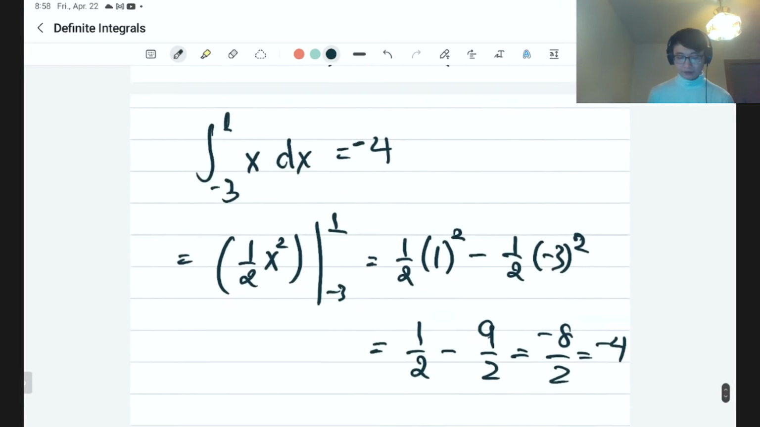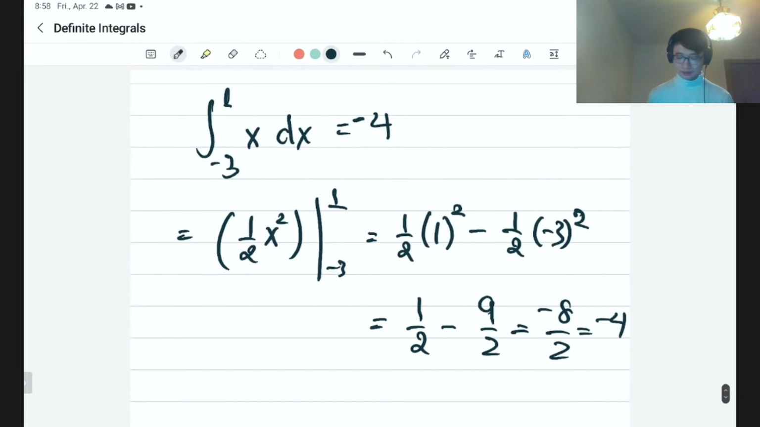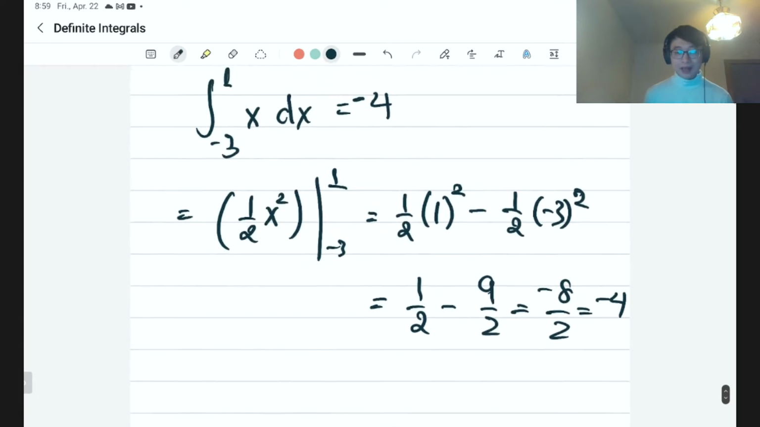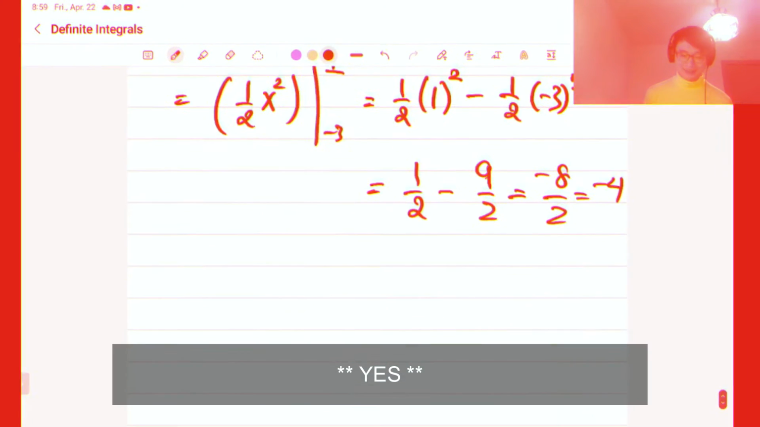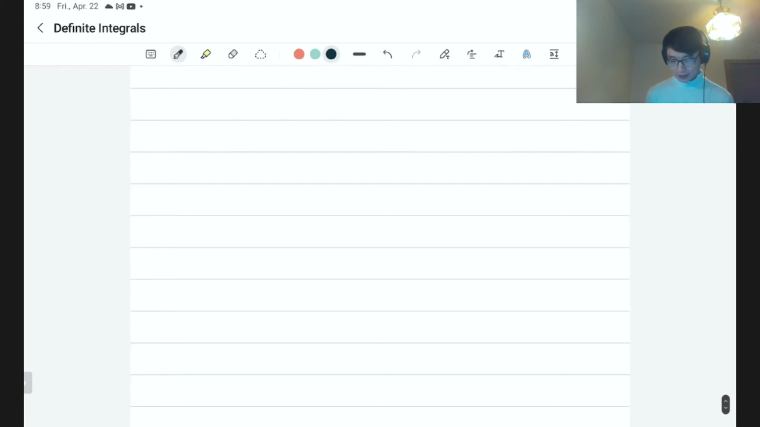Now, is there another way of solving this? Funny question. The answer is yes, and I'm going to show you how. Let's draw a number line. This is -3 and this is 1. Now between -3 and 1, there are 3 integers.